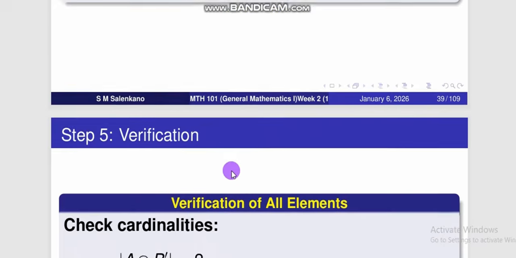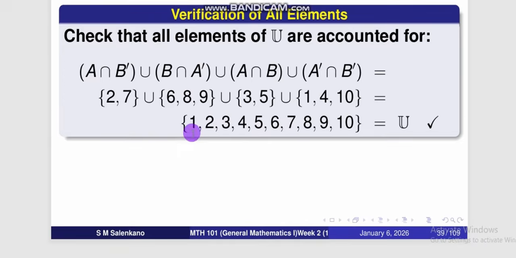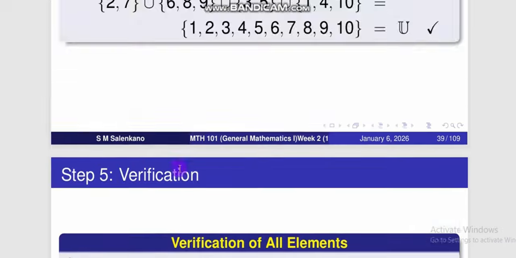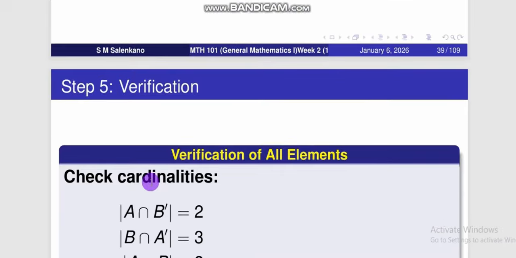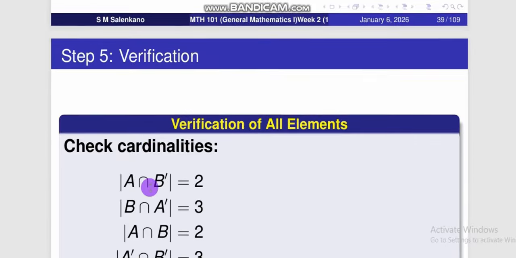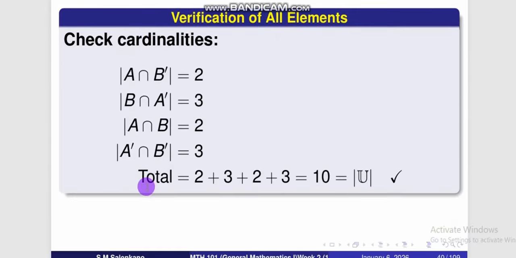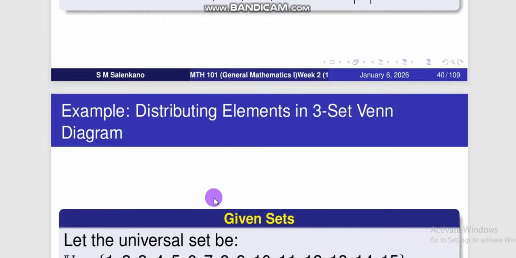So you can check by trying to get the actual elements in the universal set. You are going to find that they are retained, okay, they are not changed. Or by checking the number of elements in the universal set. The number of elements in the universal set is 10, so the cardinality will be 10, right?